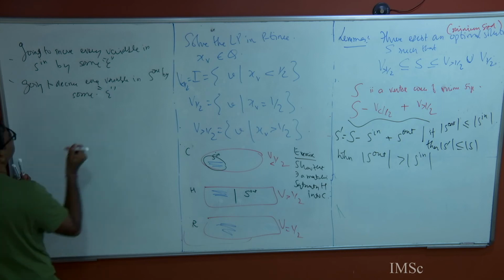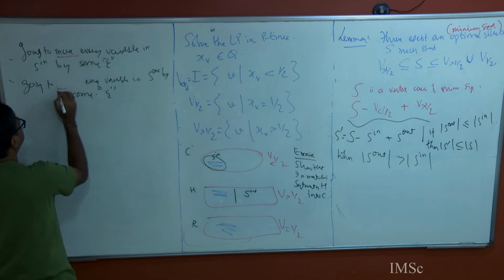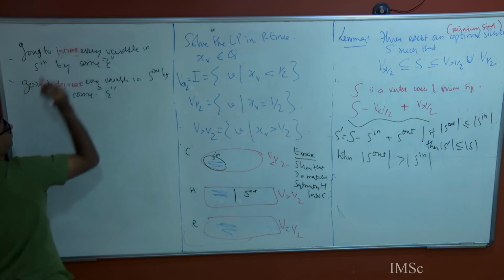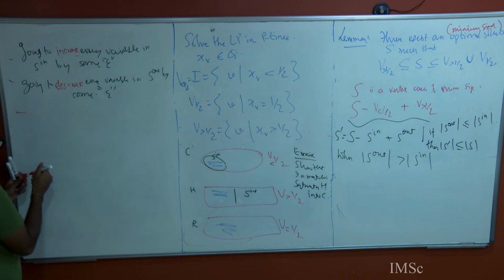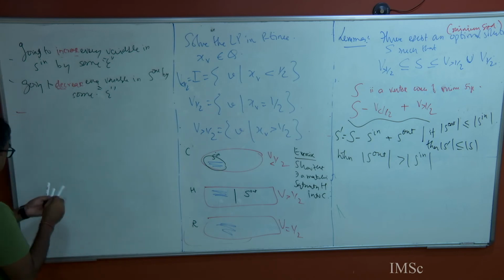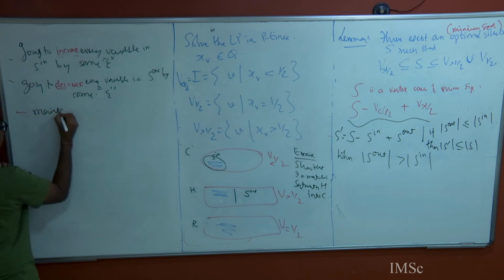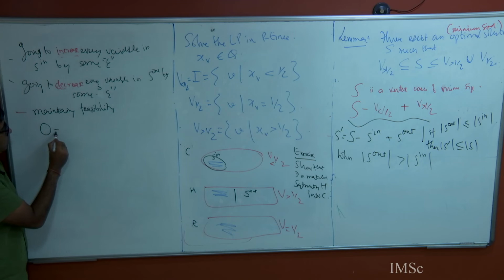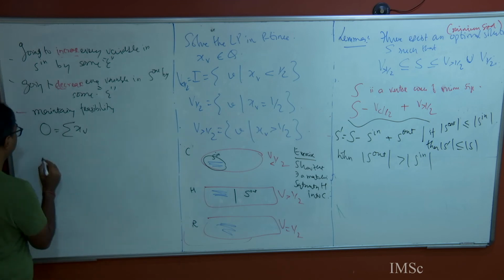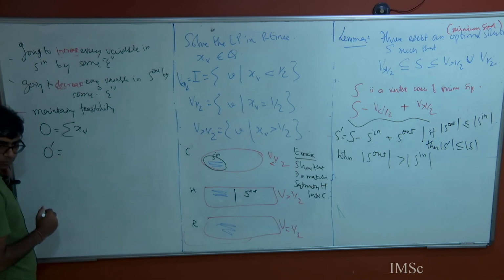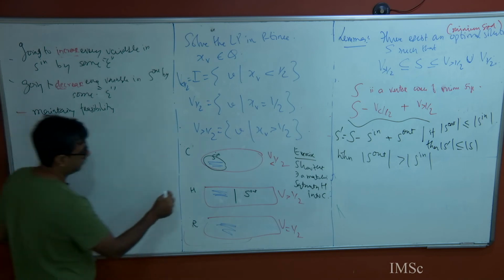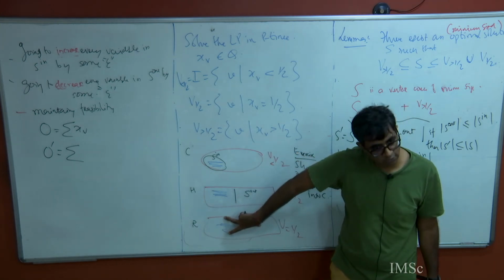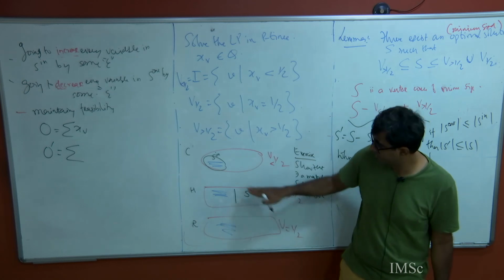Decrease and increase and decrease. So let us write it correctly: decrease, increase. And now I do this, and what else do I want to do? Maintain feasibility. Then what happens? Suppose O was the summation of x v. Now what will be O prime? In O prime I do not change the values of this, I do not change the value of this, I do not change the value of this, but I change the value of this and I change the value of this.